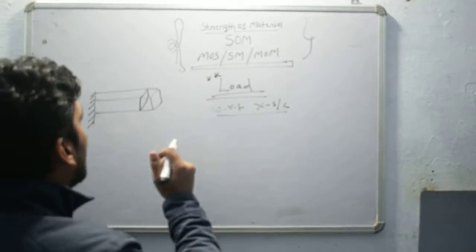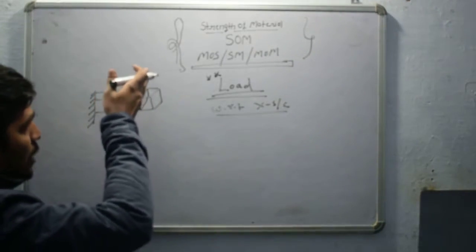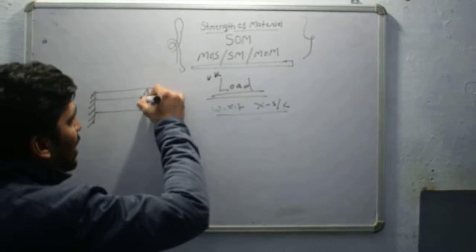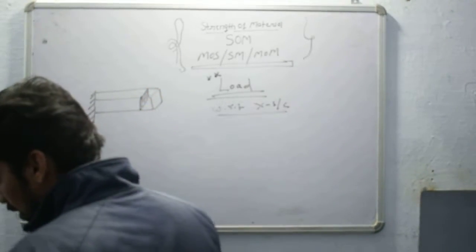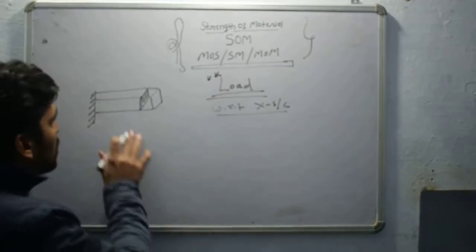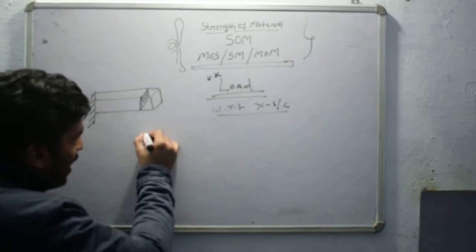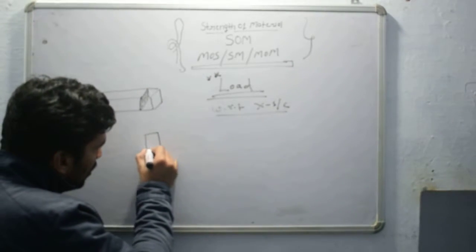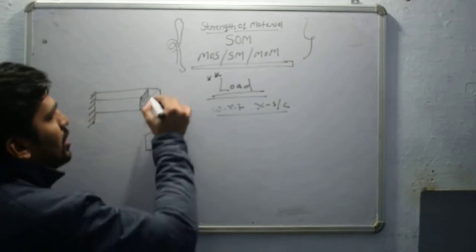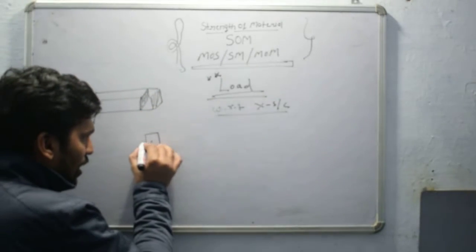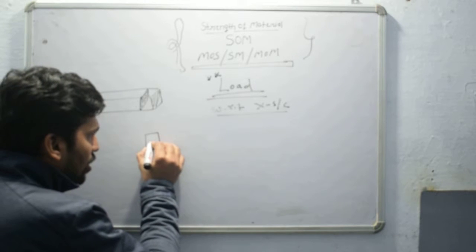Okay, if I cut this bar into an infinite number of slices, every slice represents a cross section. So this bar is made up of an infinite number of cross sections, and every cross section has a centroid. This is a square cross section, so its centroid lies at the center.